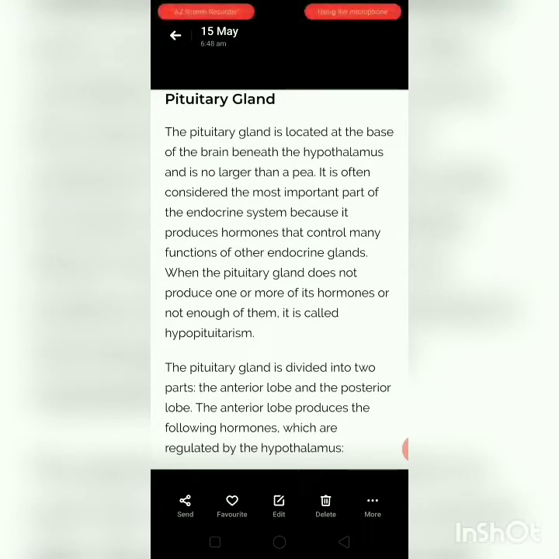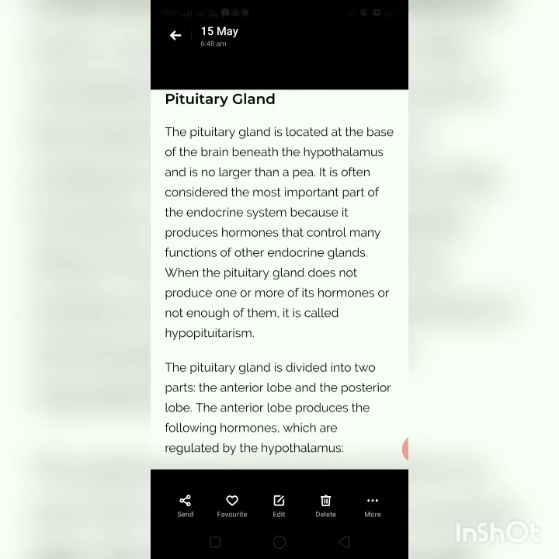So the pituitary gland is a very small gland present in our brain, about the size of a pea. But this gland is very important because it controls all the other endocrine glands. When the pituitary gland does not produce one or more of its hormones, or not enough of them, it is called hypopituitarism. So if the pituitary gland is not producing any hormone, or one or two hormones are not enough, then we can say it is hypopituitarism.